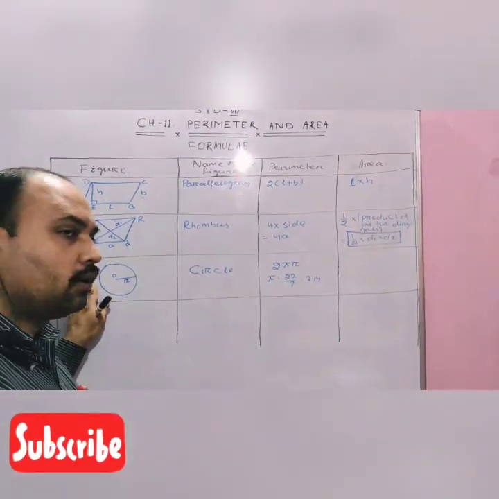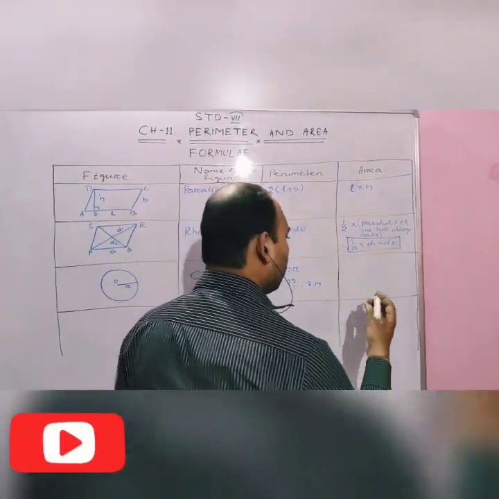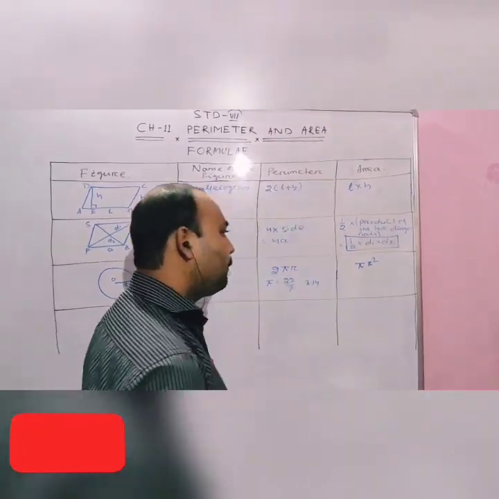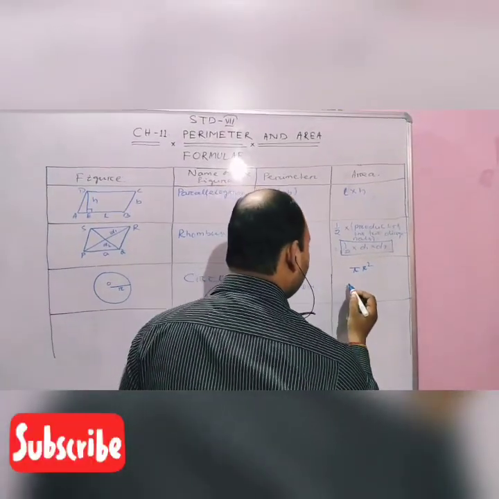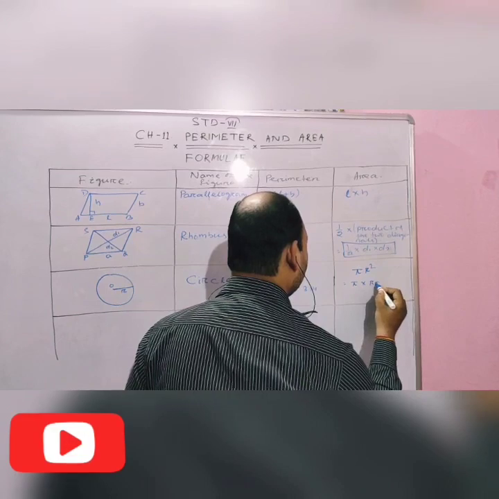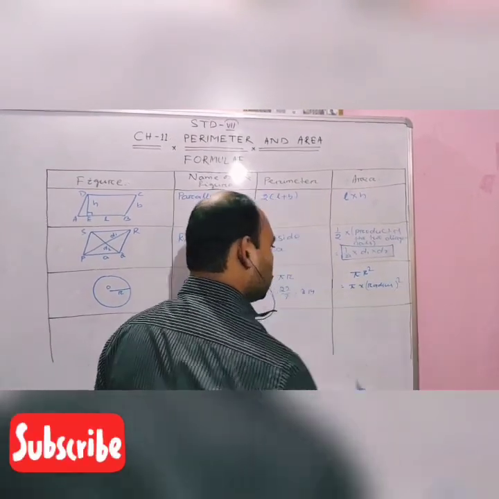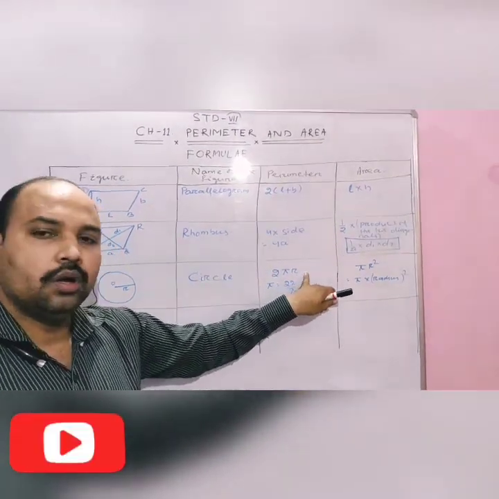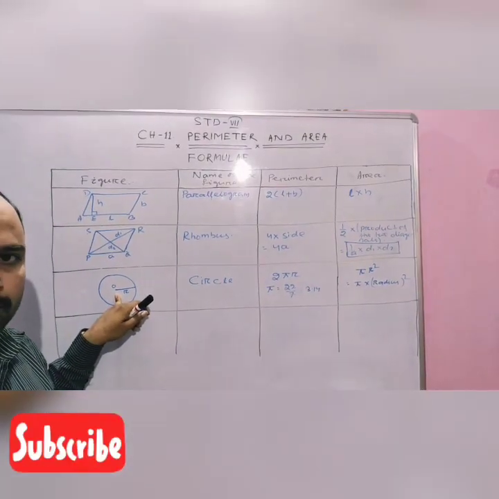Then we will go to the area. So what is the area formula of a circle? It is pi r square, meaning pi into radius square. R means radius. So it is pi into the square of the radius. The circumference is 2 pi r, meaning 2 into pi into radius, which is mentioned here as small r.